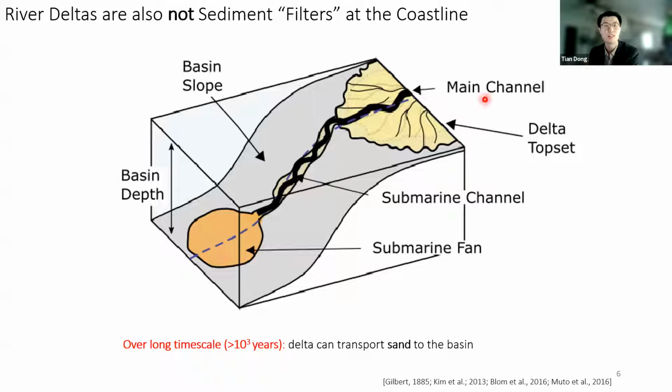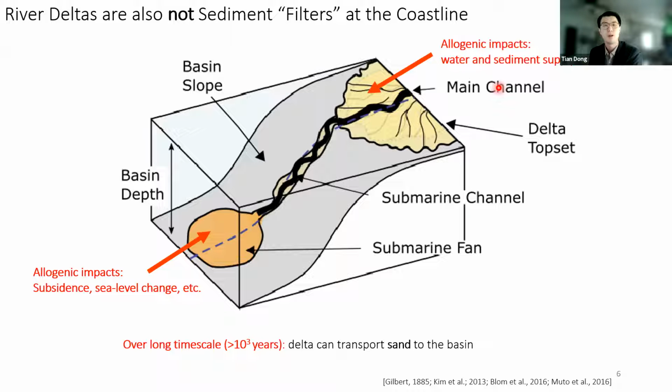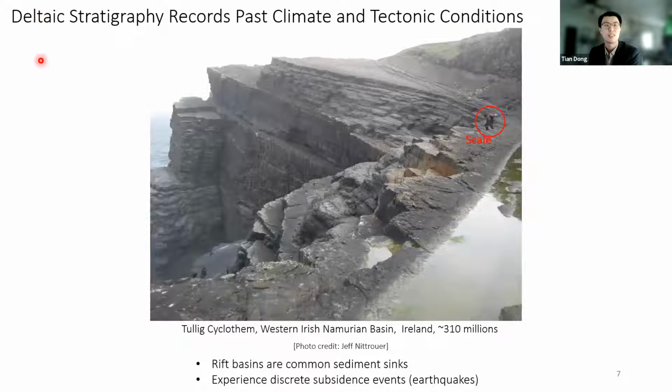And because delta systems experience boundary impacts from the downstream and the upstream over geological time, delta stratigraphy is a very informative record of past climate and tectonic conditions from upstream and downstream boundaries. And one of the very pristine sediment sinks for delta stratigraphy is rift basins. Here I'm showing an example of a rift basin from Ireland.